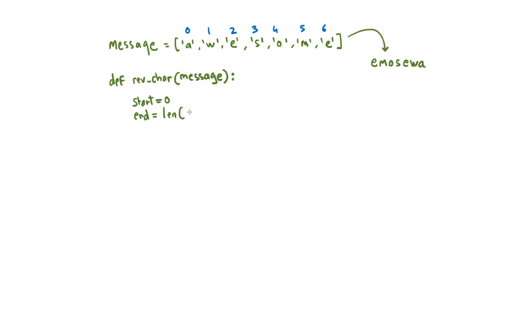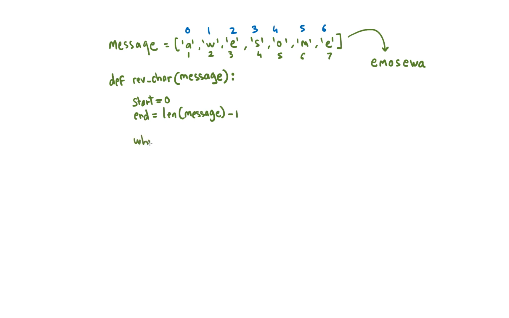Alright, and moving on to the next piece of code, which is the end pointer or variable, and the end variable says len of message. So len is an inbuilt Python function, and when we pass message to the len function, it returns the length of the message. Note that the length of the message is not 6, it's actually 7. Why? Because the length is 1, 2, 3, 4, 5, 6 and 7. So the length is 7 and we want to point the end pointer to 6. So we will just minus 1 from it. Okay, so start is now at 0 and end is at 6.